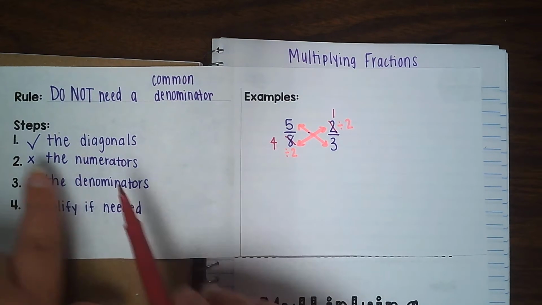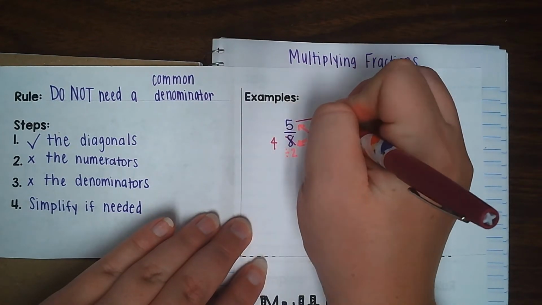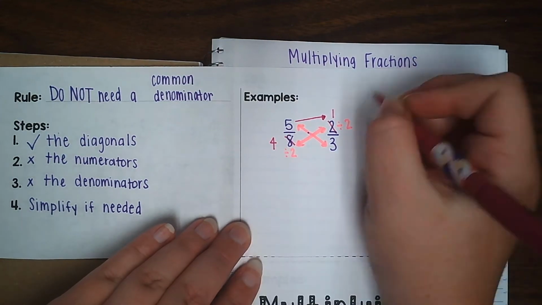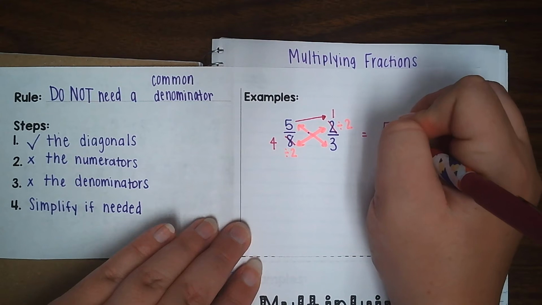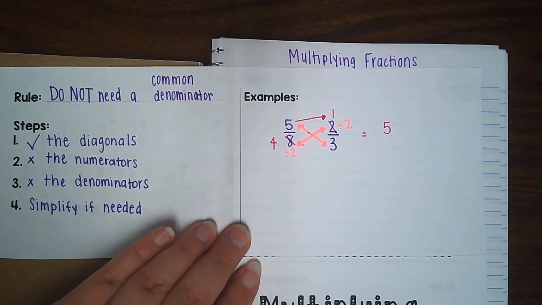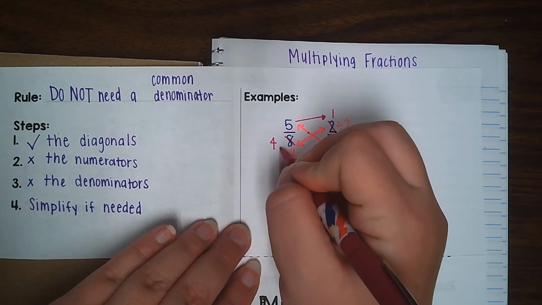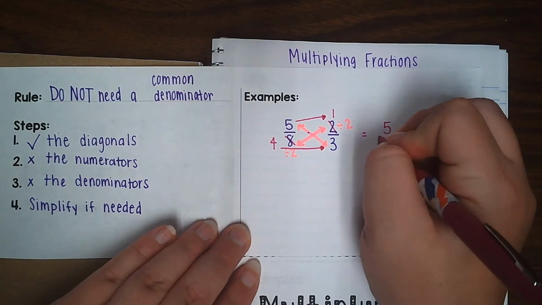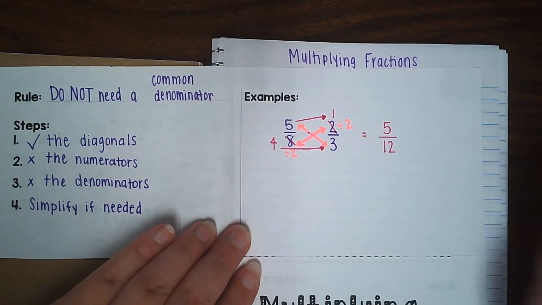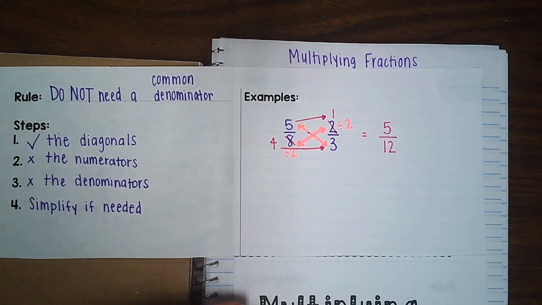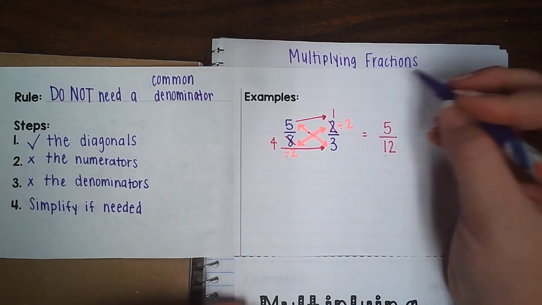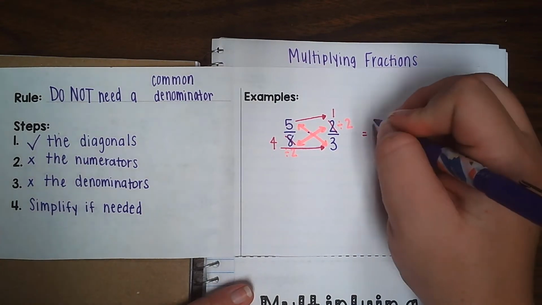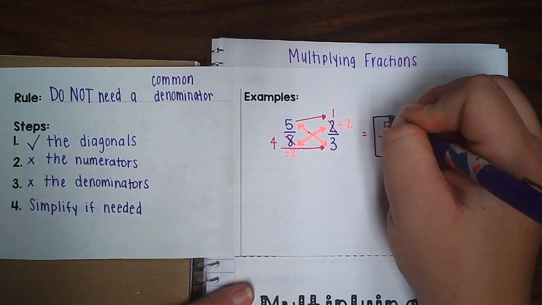So then we do step number 2, multiply our numerators. So now our numerators are 5 and 1, and that gives us 5. And 4 times 3 gives us 12. So our final answer, we don't have to simplify. 5 and 12 don't have anything in common. So 5/12 is our answer.